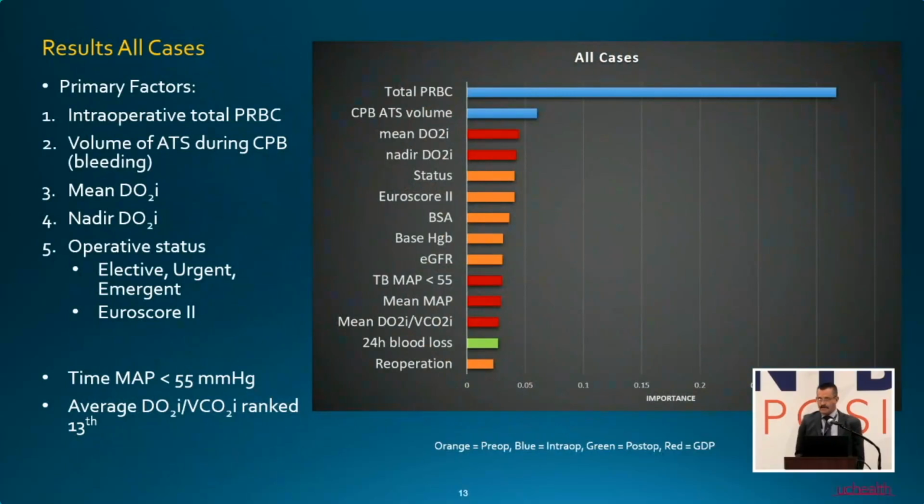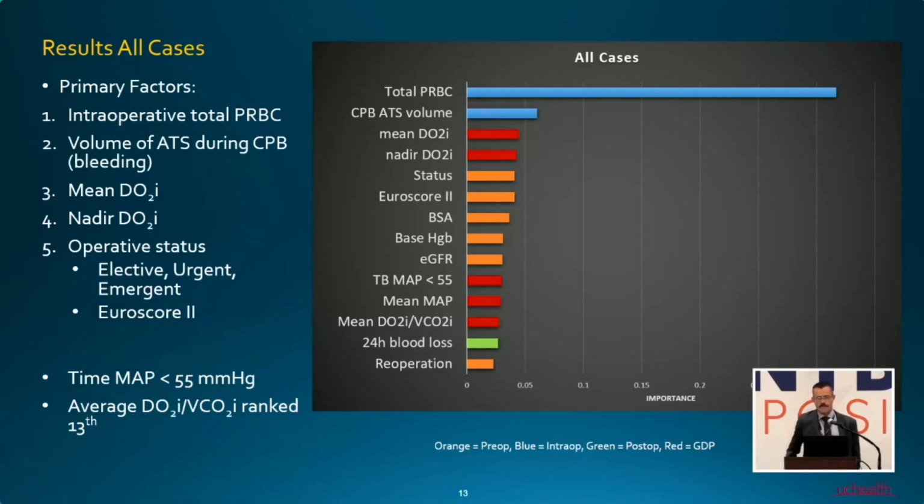So when we look at all cases, this is all 2,058 cases, clearly the most important factor in predicting acute kidney injury in this data set was the total packed red blood cell transfusion volume, followed by auto transfusion volume on cardiopulmonary bypass, which we use as an indicator or measure of intraoperative bleeding. And then we see in 3 and 4 spots both the mean DO2 on bypass and the nadir DO2.